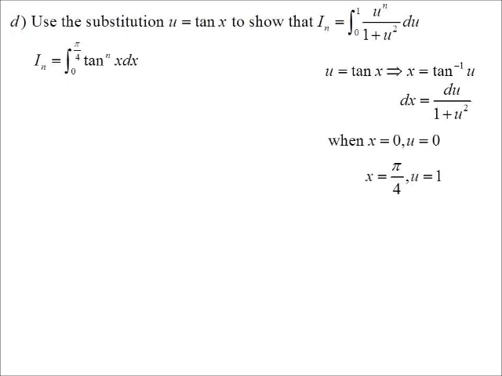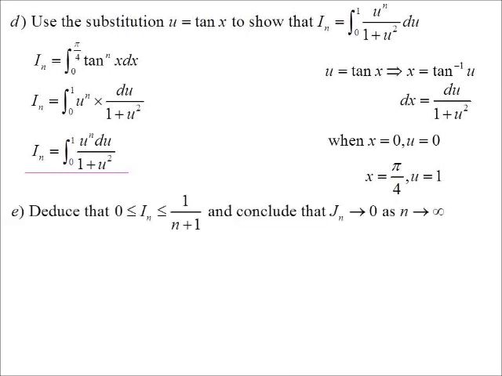When x equals 0, u equals 0. When x is pi on 4, u equals 1. Bingo, we've got it: u to the power of n times du on 1 plus u squared. We have the answer. So if you spotted that idea to make x the subject of the substitution, it makes life quite nice. Oh no, it doesn't stop there.